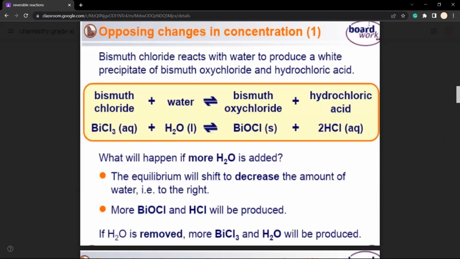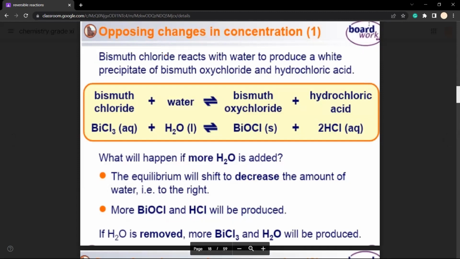See, it's given the equilibrium will shift to decrease the amount of water. That means to the right side, so it is going to go in the forward direction. Let's see the next one. And more BiOCl and HCl will be produced. That means the forward reaction is going to take place.